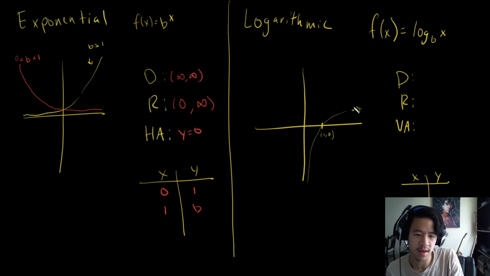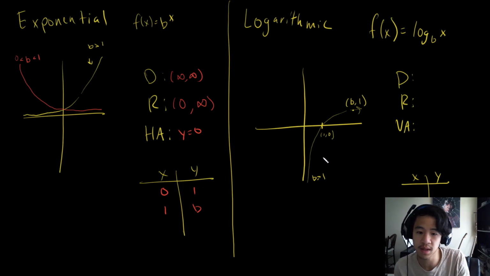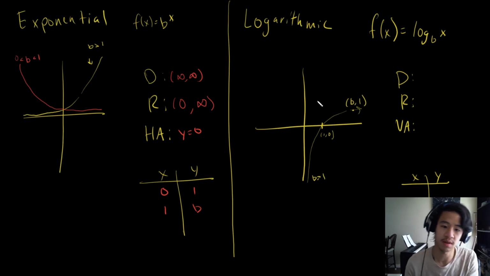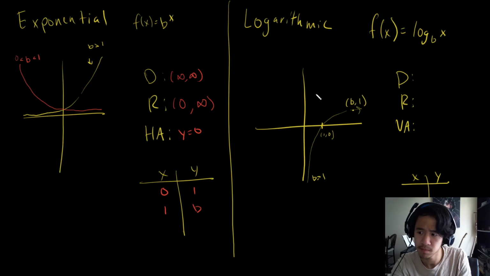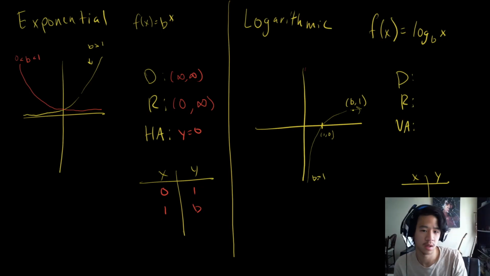I was just thinking. We're going to have b, 1. So this is for b is greater than 1. And then if we have b is in between 0 and 1, well, we'll have something a bit different. We'll just have something like this. Get out my red pen. And there we go. This is if b is in between 0 and 1.